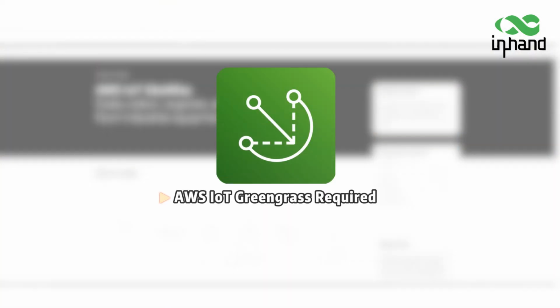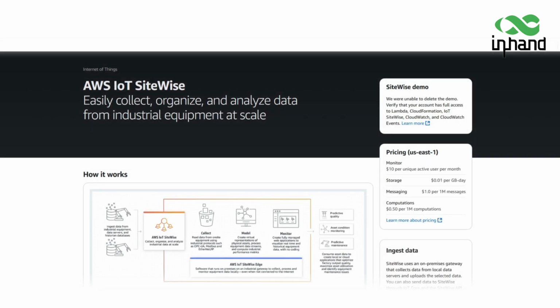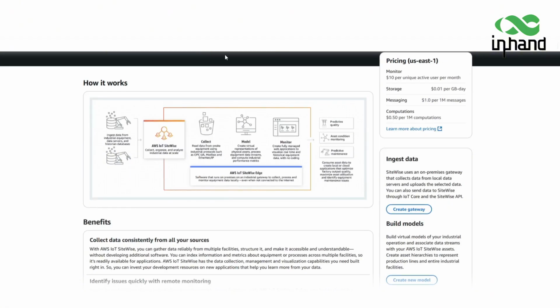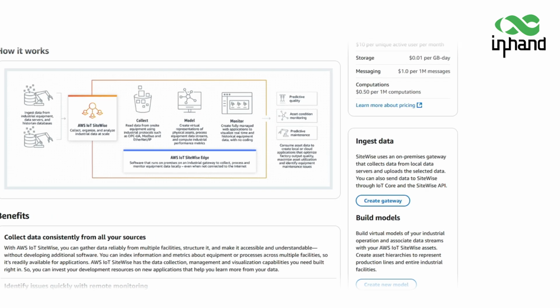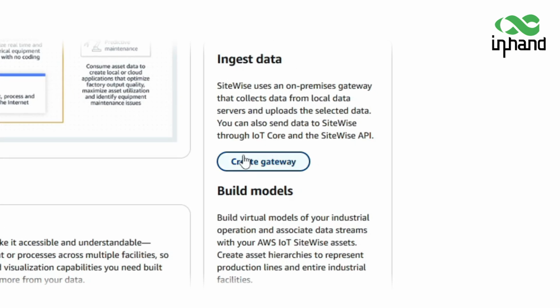Now you must have AWS IoT Greengrass installed on your device before we begin. The first thing that you want to do in your installation is go to your AWS Management Console and then look for AWS SiteWise. You'll see this button here, it says Create Gateway.